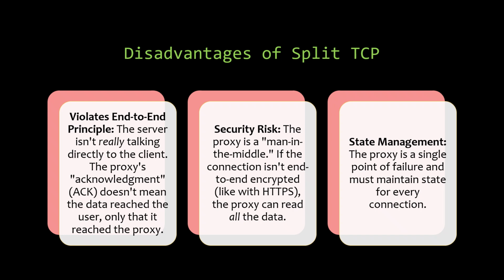Secondly, we have security risk. The proxy is basically a man in the middle. It has to read the data from one connection and write it to the other. If the connection is not encrypted, then the proxy can read and even change everything that is being sent. Lastly, we have state management. Since the proxy is a single point of failure, it must also maintain state for every TCP connection.